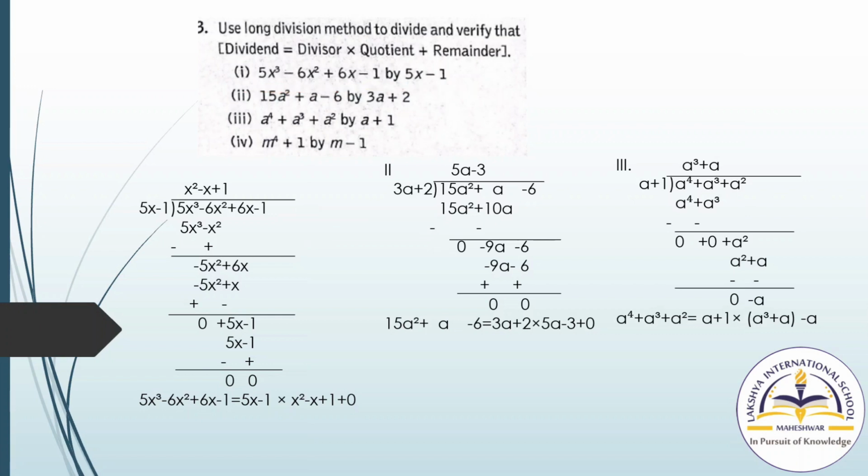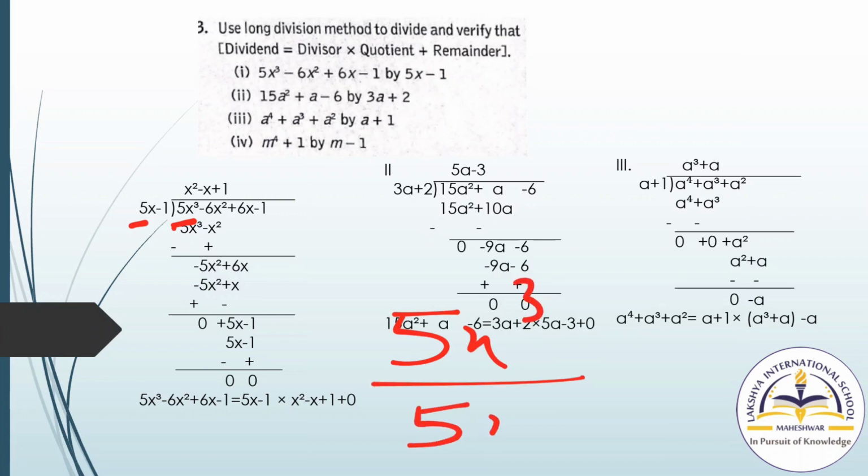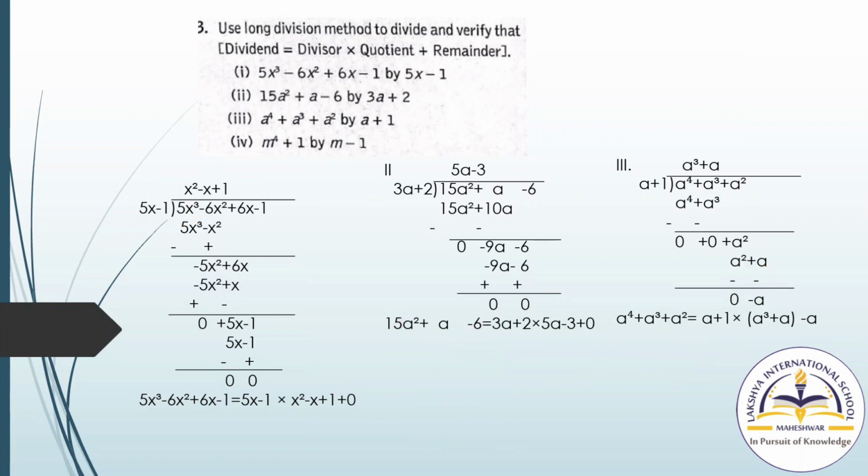We have to find out, between these 5x and x cube, what is the difference? So we have to divide them. What do you have to write? 5x cube divided by 5x. Now what will you get? You will get x square. So here we have to take x square first. Here we have taken x square.